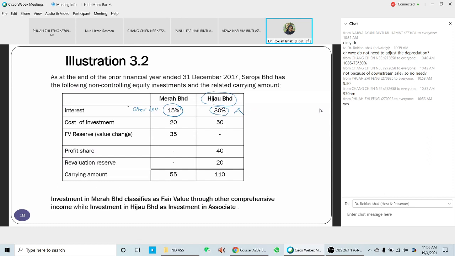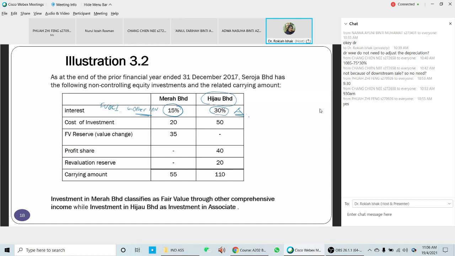Other investments here are maybe fair value through other comprehensive income. So this one is considered as other investment, and this one is considered under associate. So now the treatment will be different. So we need to look at what types of investment that you have previously.